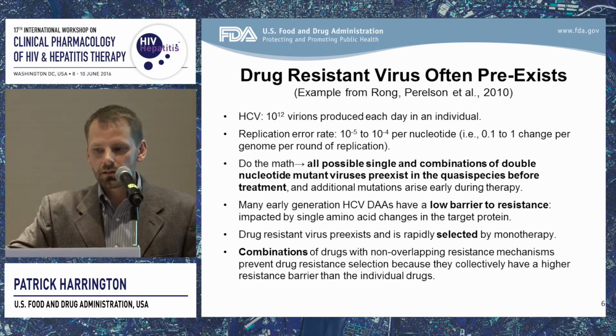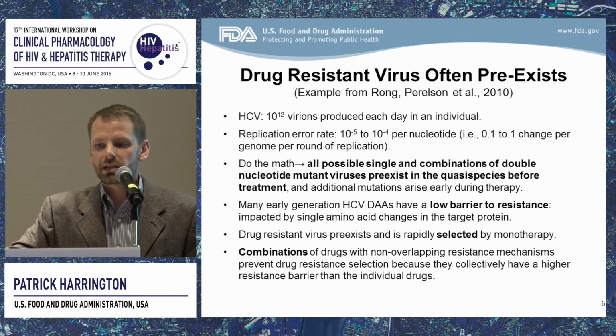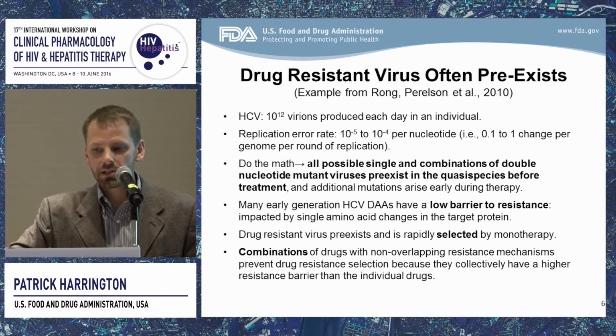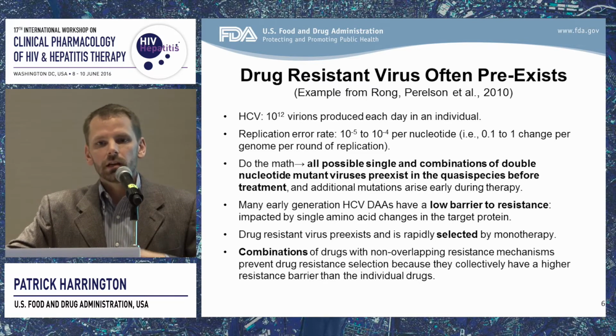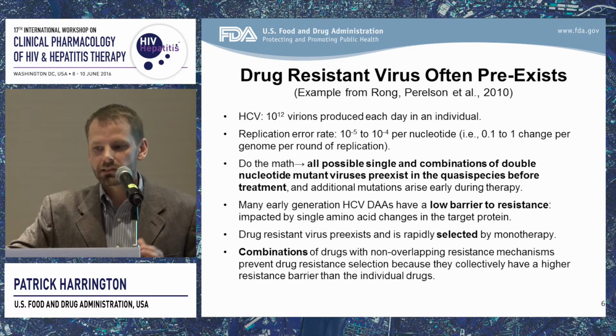Now, many early generation DAAs have a low barrier to resistance in that they're impacted by single amino acid changes in the target protein, and because of this, drug-resistant virus can pre-exist and is rapidly selected by monotherapy. And this is why we need combinations of drugs with non-overlapping resistance mechanisms to prevent drug resistance selection, because the combination collectively has a higher resistance barrier than the individual drugs in that regimen.